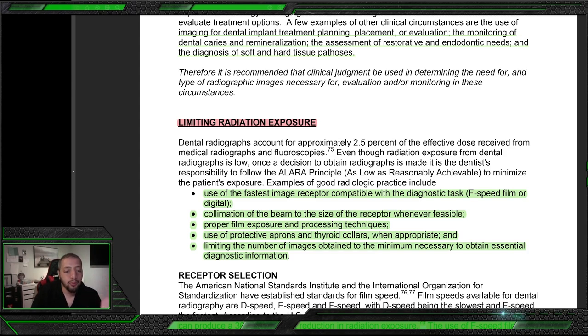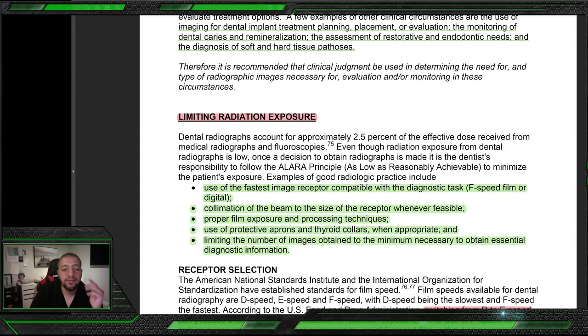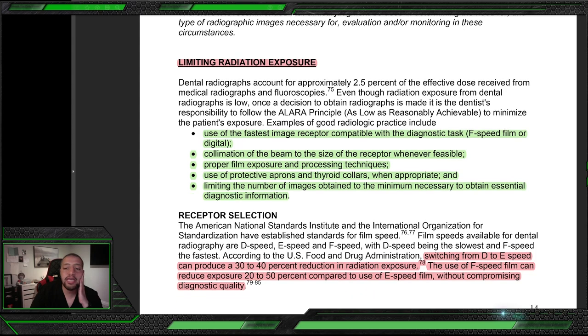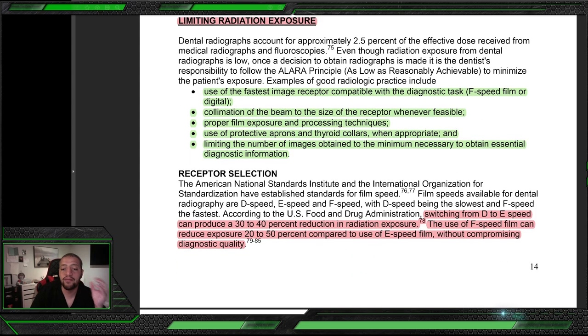Third part, proper film exposure and processing technique. For sure, if you didn't process it in a good way, the image will have poor quality, so you need to retake the image again. Then, use of protective apparel and thyroid collars when appropriate, and limiting the number of images obtained to the minimum necessary to obtain essential diagnostic information. Okay, and then he is going to explain more about every option.